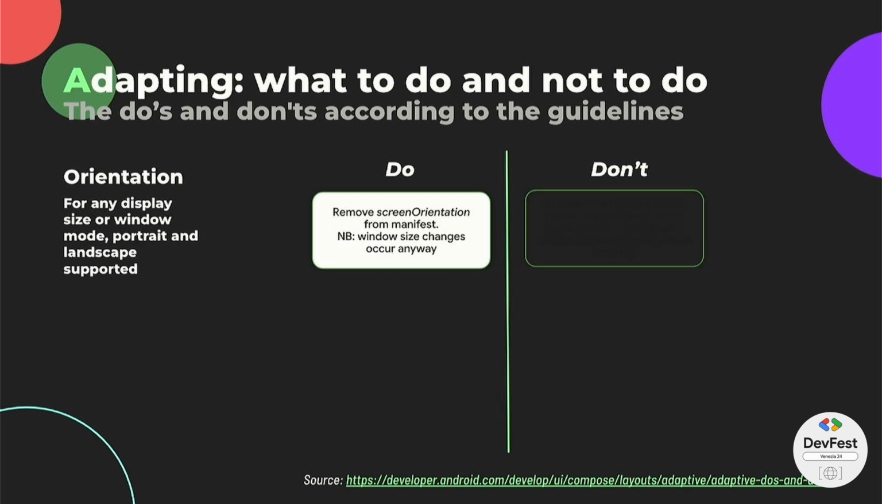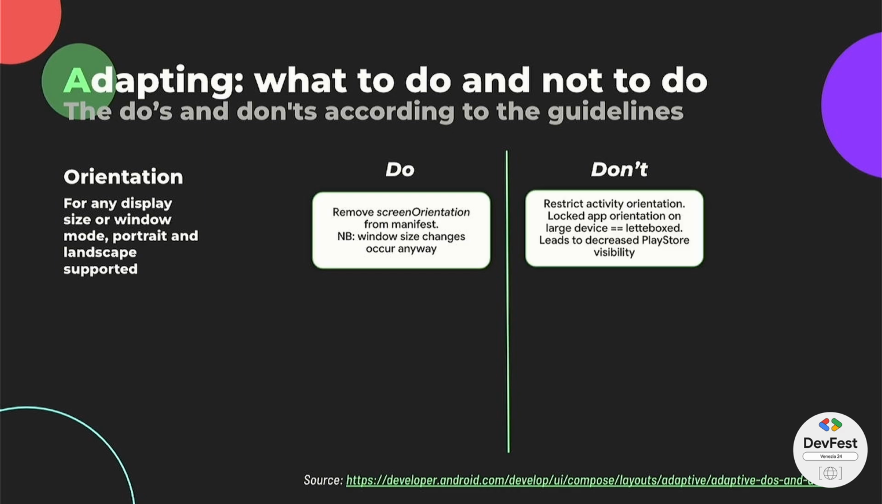Then when it comes to screen orientation, you need to remove the screen orientation attribute from your manifest. So this will basically restrict things for your users. WindowSize classes will always change, will always be detected irrespective of whether you're going to choose the screen orientation attribute. So that's something to bear in mind. But remember, don't use the screen orientation attribute.